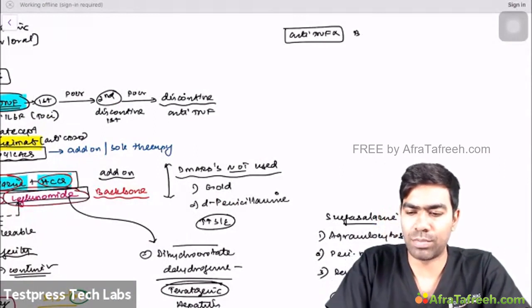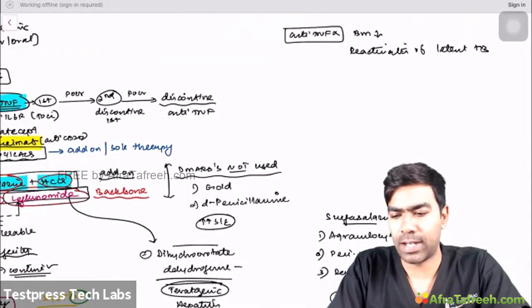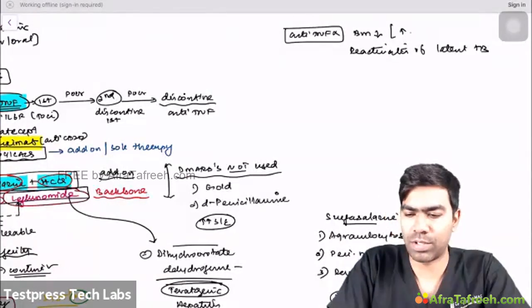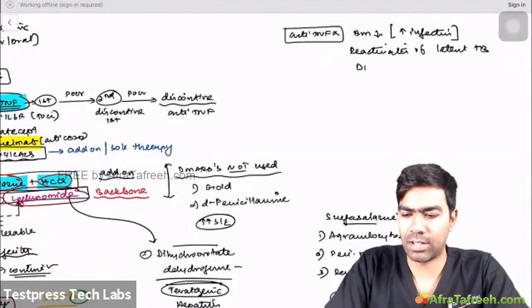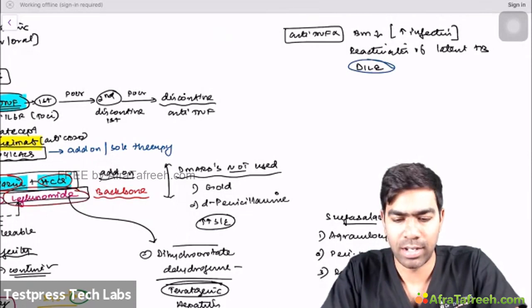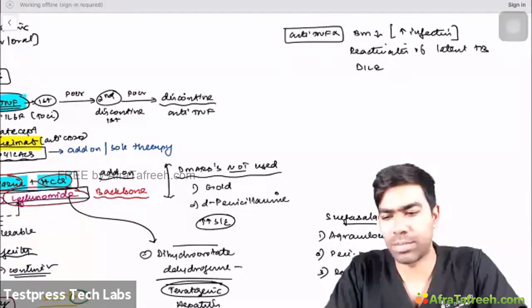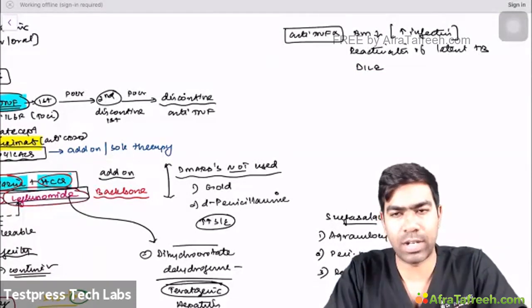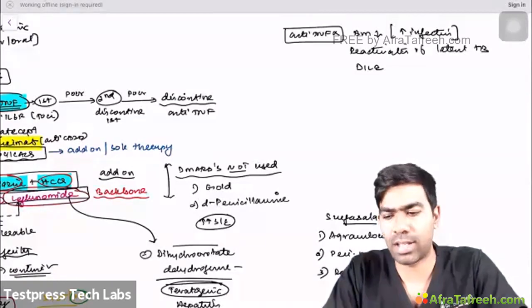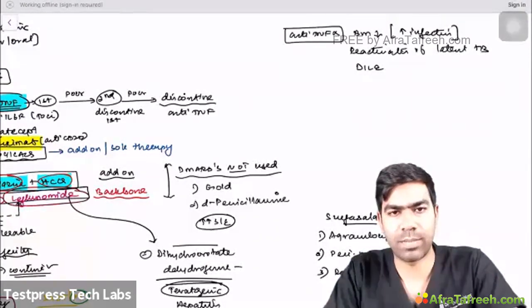Anti-TNF drugs can produce bone marrow suppression. Anti-TNF drugs can produce reactivation of latent tuberculosis. And because of bone marrow suppression, they can produce an increased risk of infections as well. Anti-TNF drugs can produce DIL, that is drug-induced lupus erythematosus. I think one answer I'm getting is flare-up of SLE. Remember, SLE is nowhere related to DIL. DIL is different, SLE is different. Anti-TNF drugs do not cause flare-up of SLE, but they cause something called DIL, drug-induced lupus erythematosus. That's a completely different entity, and it has absolutely no relationship with systemic lupus erythematosus.